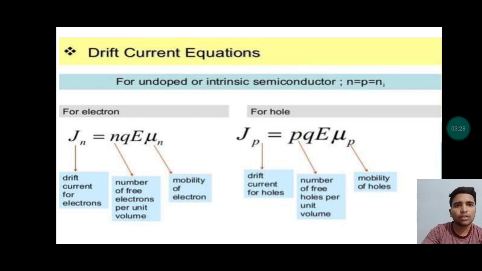Drift current equations for an undoped or intrinsic semiconductor, n equals p equals n. For electrons, Jn equals n Q E mu N, where Jn is the drift current for electrons, n is the number of free electrons per unit volume and mu N is the mobility of electrons. For holes, Jp equals P Q E mu P, where Jp is the drift current for holes, P is the number of free holes per unit volume and mu P is the mobility of holes.